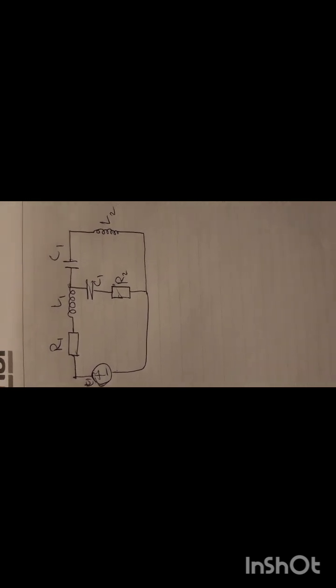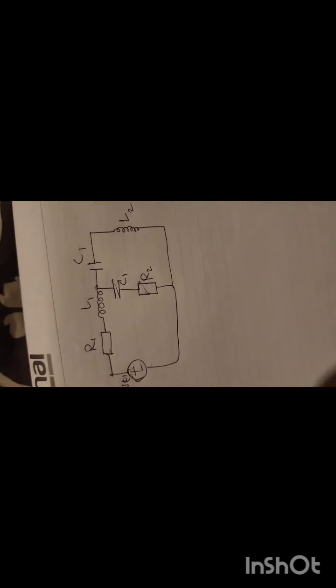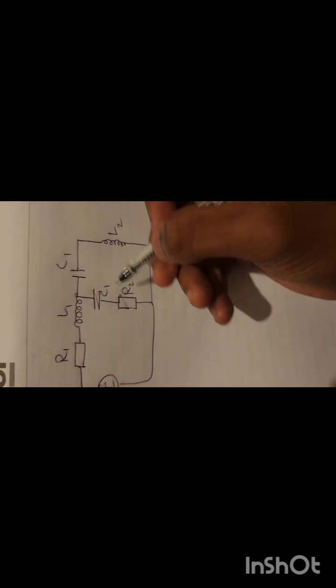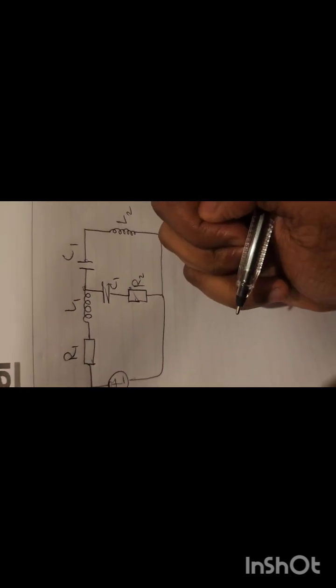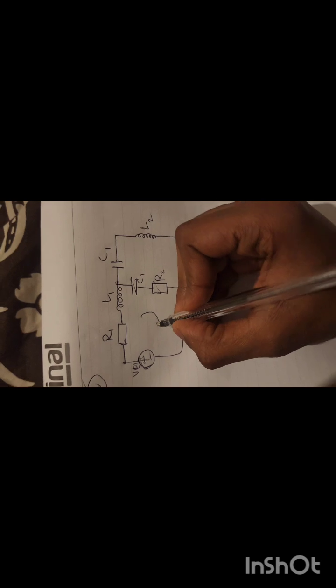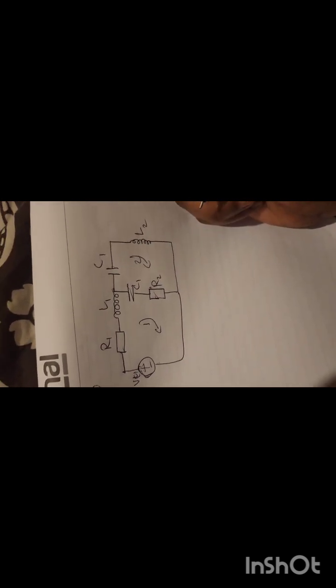Let's return to our second question. So it is basically an RLC circuit. So we have several inductors and capacitors and resistors. So how are we going to solve it? To get it, we have to apply the mesh analysis. So we have the first loop and the second loop.